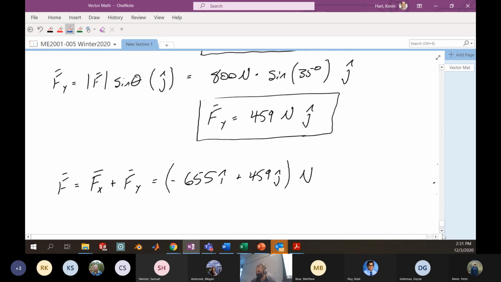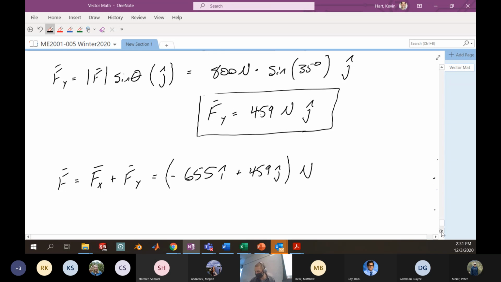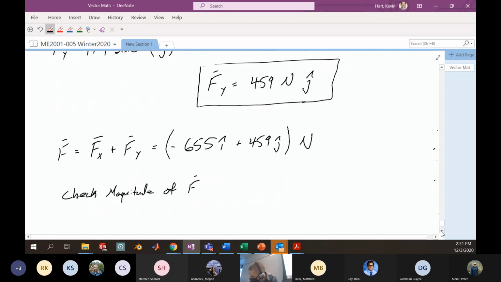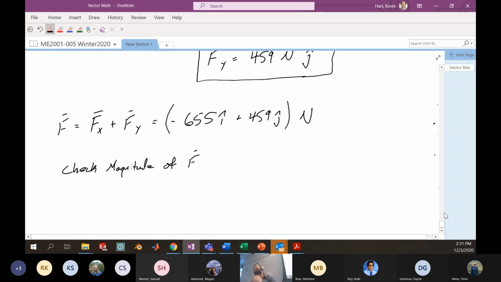All right. If we wanted to double check ourselves and make sure that our magnitude is correct here, maybe we go through that exercise quickly. So let's check the magnitude of f. It's the square root of the sum of the squares to get this particular magnitude.